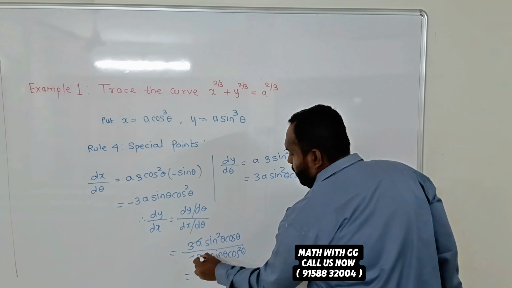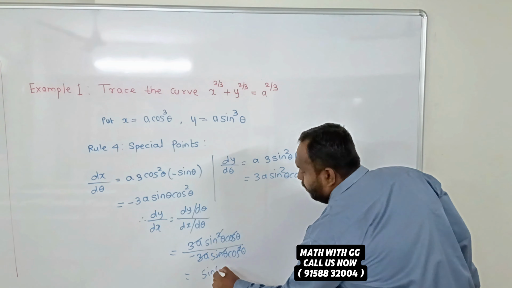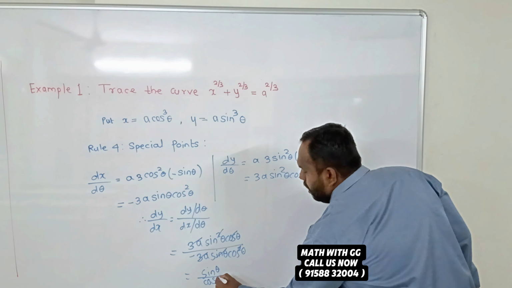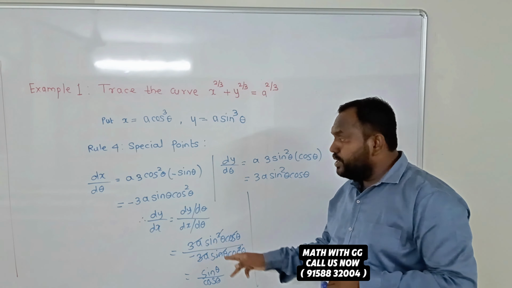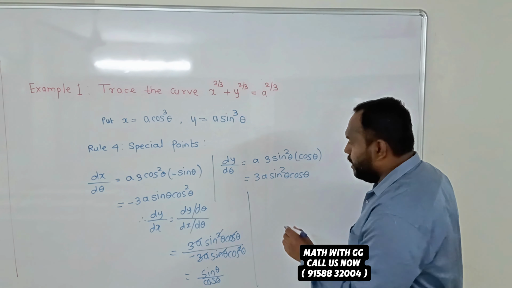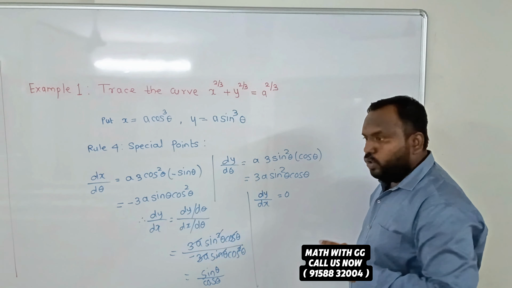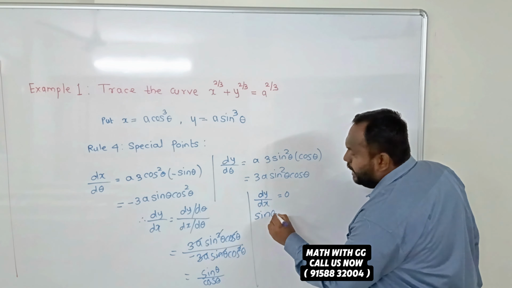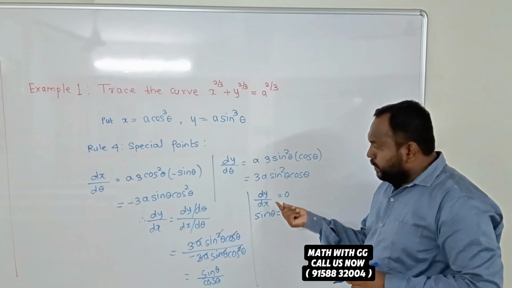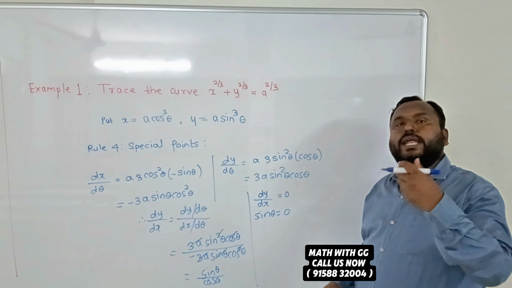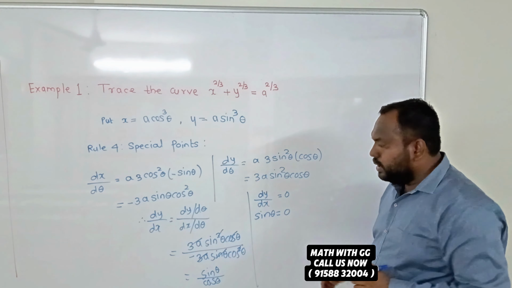So, 3a gets cancelled, sin theta gets cancelled, one cos gets cancelled, so we get sin theta upon cos theta. Now, let's check the values of theta for which dy by dx is 0 or infinity. If we take dy by dx equal to 0, then sin theta equal to 0. As dy by dx is in the ratio sin theta upon cos theta, dy by dx is 0 if and only if the numerator is 0. So, sin theta equal to 0.